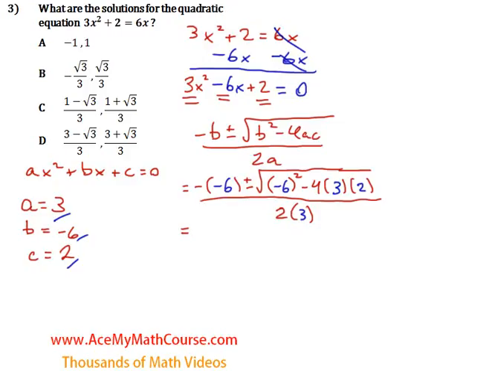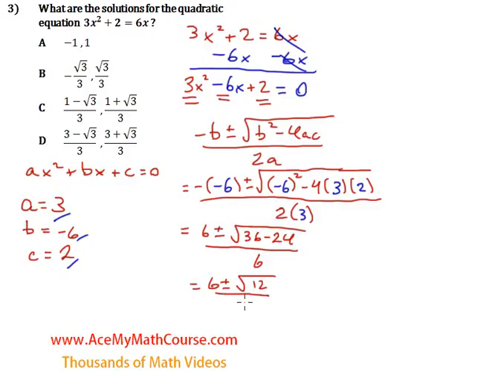Now, let's just simplify. Negative negative 6 makes a positive. Negative 6 squared is 36. Positive, right? Because a negative number squared within parentheses becomes positive. 2 times 3 is 6 times 4, 24. We're subtracting that, all over 2 times 3, which is 6. It's supposed to be a minus. Plus or minus. So 36 minus 24 is just 12.